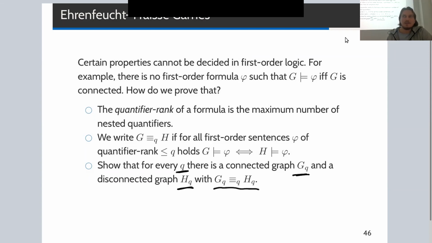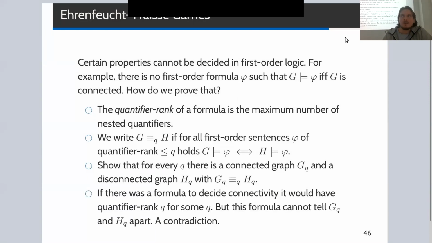And how does this lead to our proof? Let's assume now that we had a formula that could distinguish between connected and disconnected graphs. So the formula evaluates to yes if and only if the graph is connected, for example. Then this formula would have a fixed quantifier rank, let's say Q. So we have this quantifier rank Q of our formula that can distinguish connectivity. But now the graphs GQ and HQ that we constructed earlier are Q equivalent. So they have to evaluate to the same first order logic formulas.